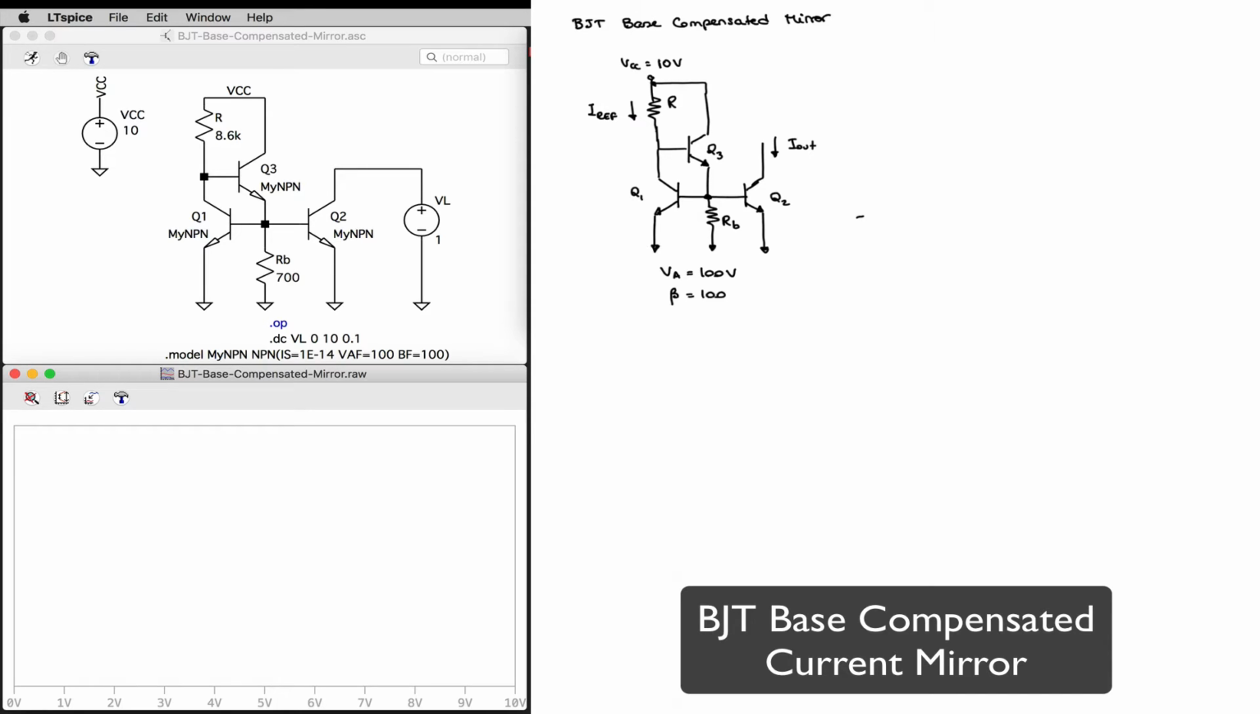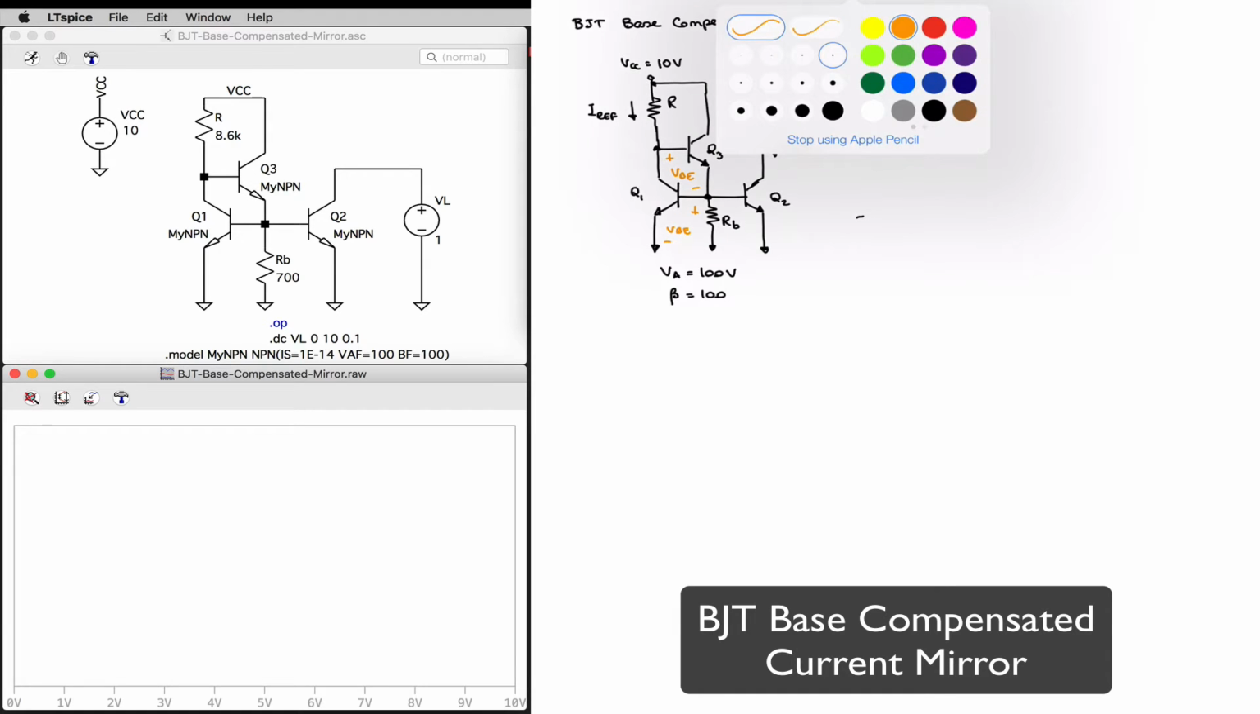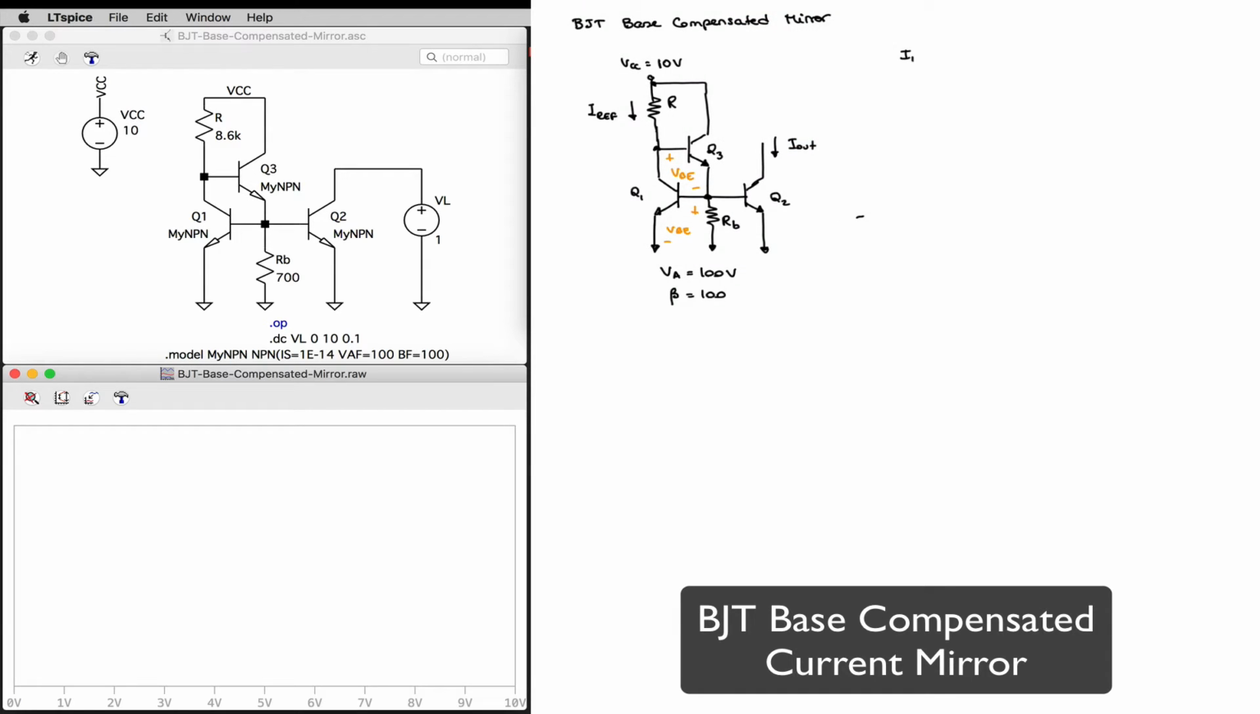Notice that in this case, I have 2 VBE drops from ground to the lower terminal of resistor R, the reference resistor, and therefore my expression for Iref is going to be equal to VCC minus 2 VBE divided by R.